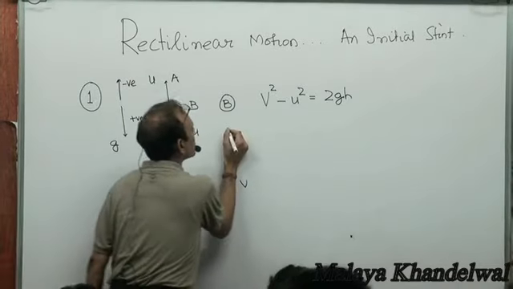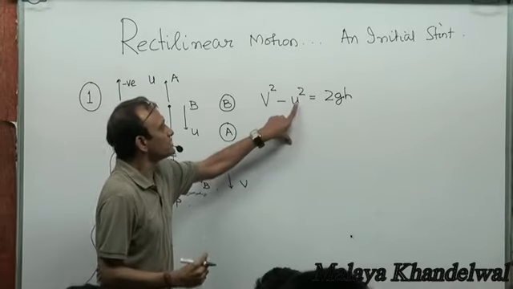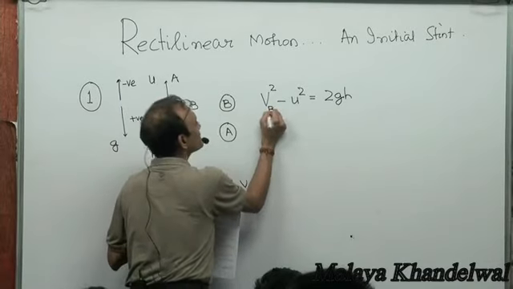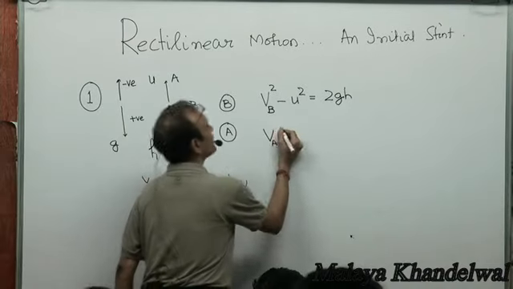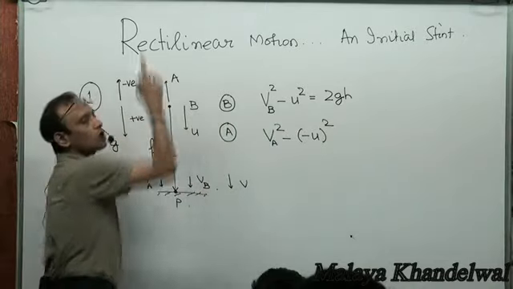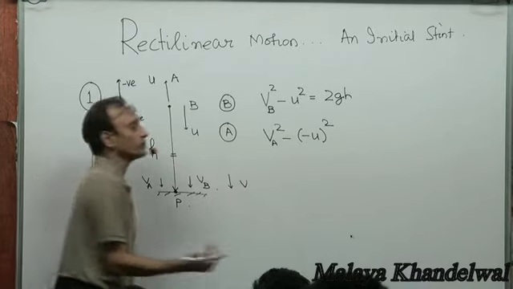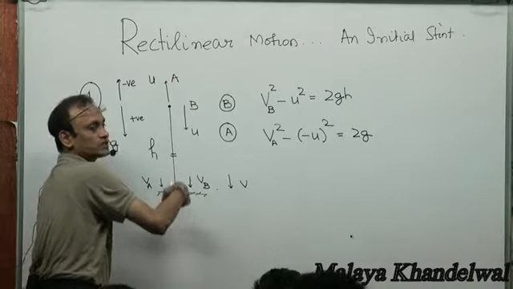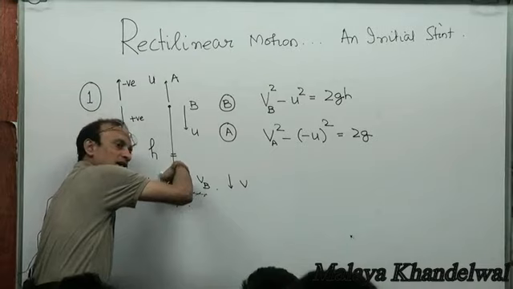So that's as far as B is concerned. As far as A is concerned, everything remains the same. Instead of U, you have minus U. This is VB, say. And A hits with a velocity VA. VA squared minus U squared. A is launched with a velocity U upwards, so in that formula, U is to be replaced by minus U, equals 2G. And its displacement once again is H downwards. No matter how it goes from this point to this point, the net displacement is H downwards.